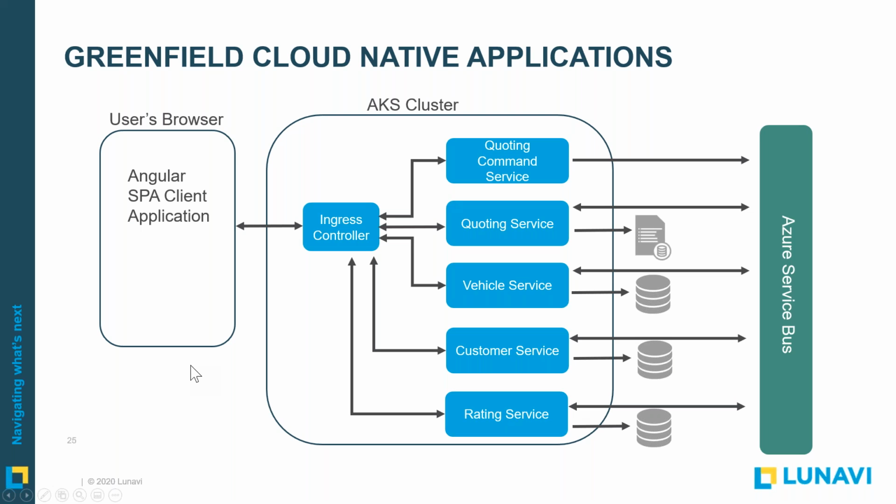So what did that look like? In this case, it was an Angular application. The front end was leveraging the Angular SPA application. And we had an ingress controller working as an API gateway to our different services endpoints. We're using Nginx for that in this case.